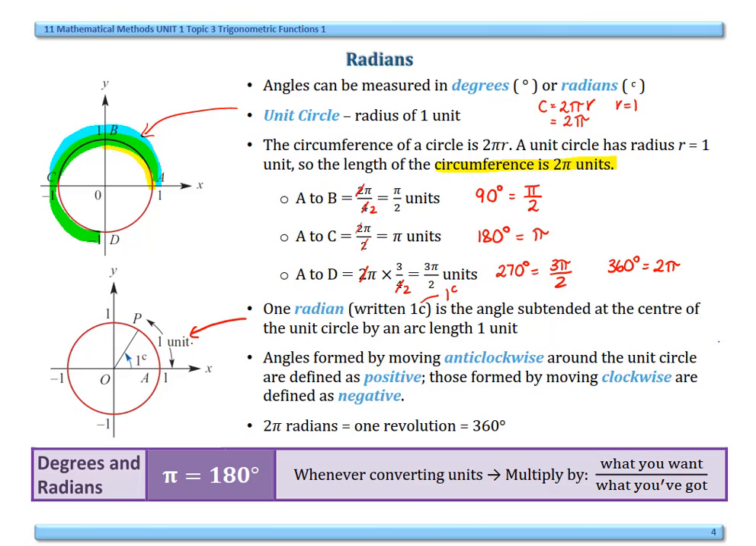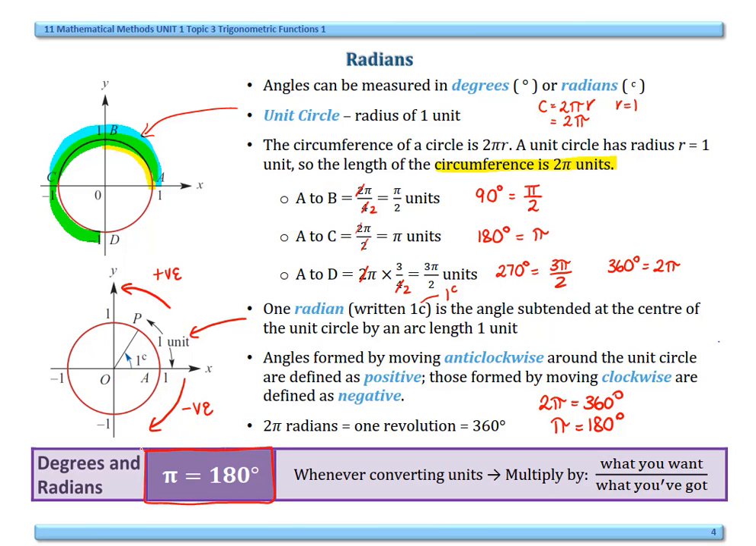Angles formed by moving anti-clockwise around the unit circle are defined as positive. So if we're going this direction, we're talking about positive angles. And if we go clockwise around the unit circle, then we're dealing with negative angles. But the key to remember is 2 pi radians, 1 revolution, 360 degrees. So 2 pi is 360 degrees, or even easier, remember that pi is 180 degrees. And you can see that I've highlighted that here.